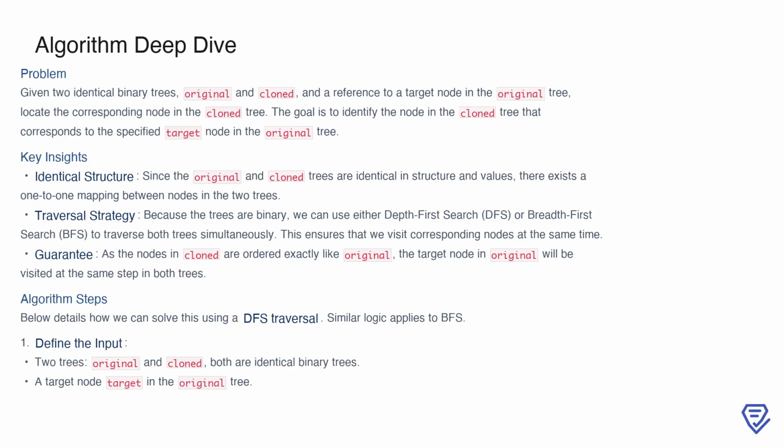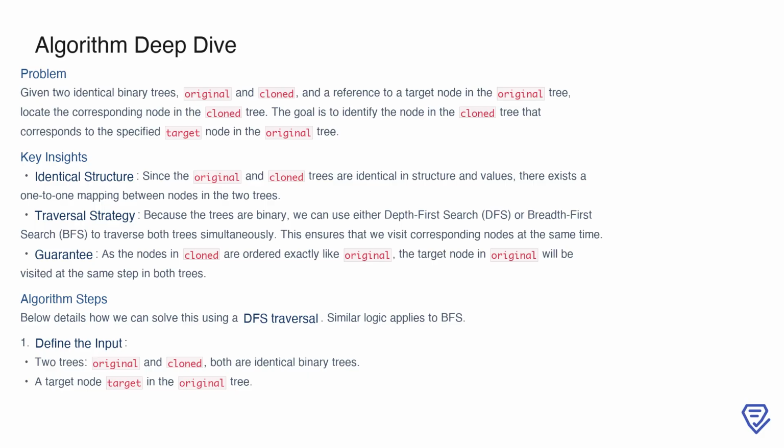In this problem, we are given two binary trees, the original tree and its identical clone. We also have a reference to a specific target node in the original tree. Our goal is to locate the corresponding node in the clone tree. The key insight here is that the two trees are structurally identical, and each node in the original tree maps to a unique node in the clone tree.